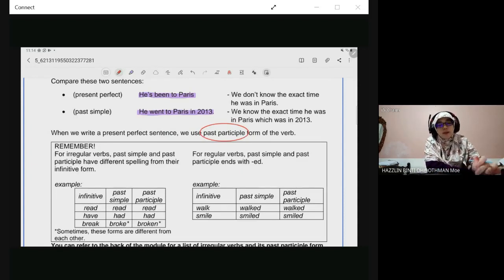Okay, past participle is a set of words. You cannot create them. It is already a set of words that you need to know. So let's look at these notes first.